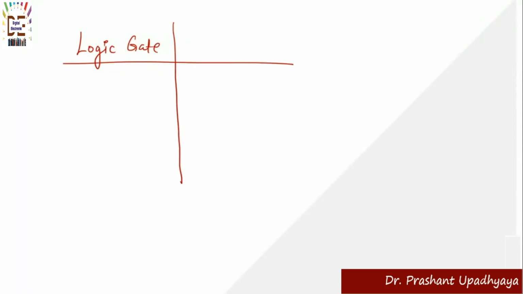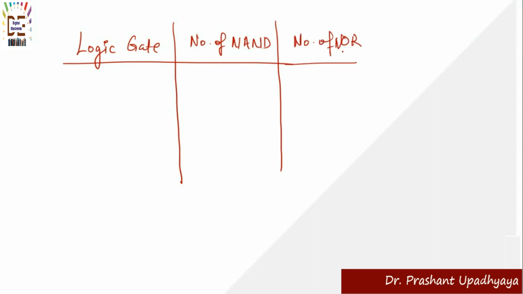So you can see how many logic gates are required. So I am writing here the logic gate you want to design. Okay. And if I write the number of NAND gates, and here I am going to write the number of NOR gates.